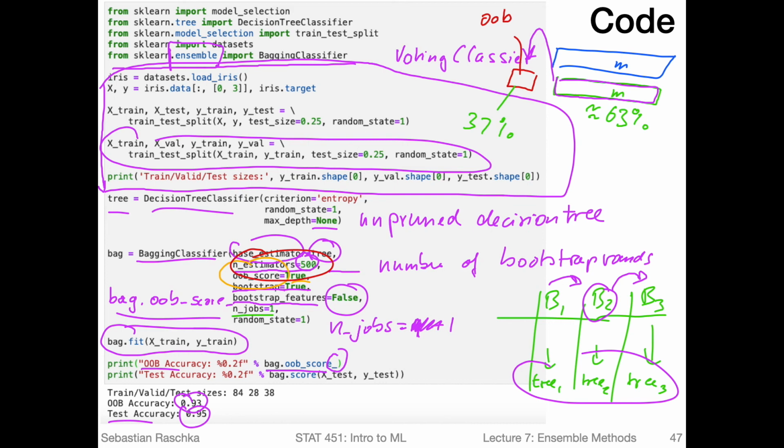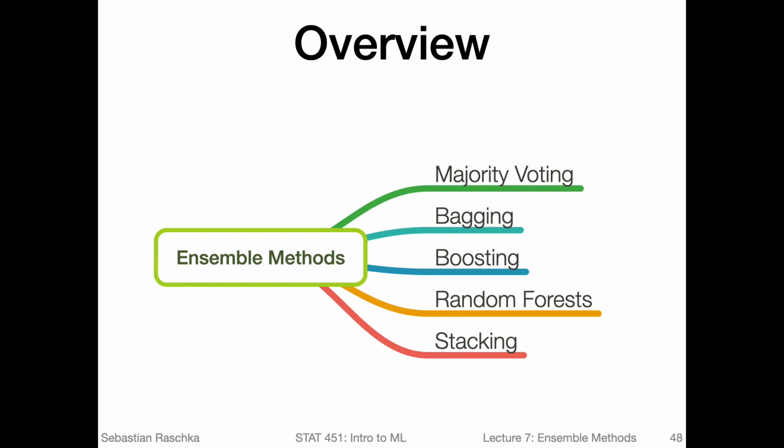Okay, and that's it for this video. In the next video we will be talking about boosting. Boosting comes in two popular flavors at least. There is adaptive boosting, also known as AdaBoost, and there is gradient boosting, which is nowadays even more popular than AdaBoost. So we will talk about that in the next videos.